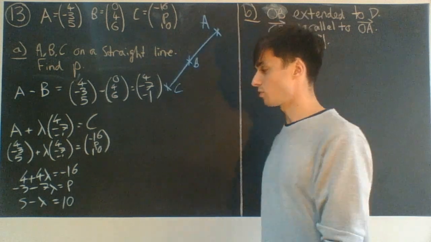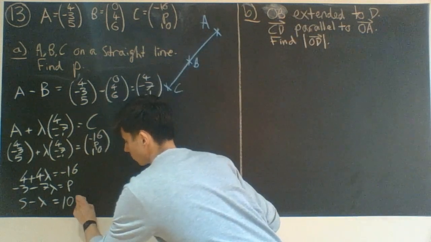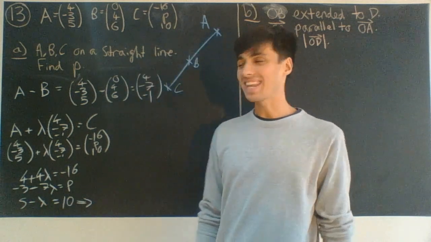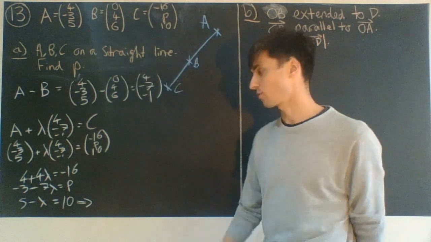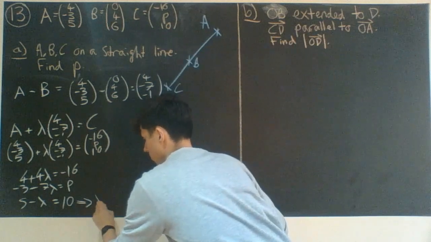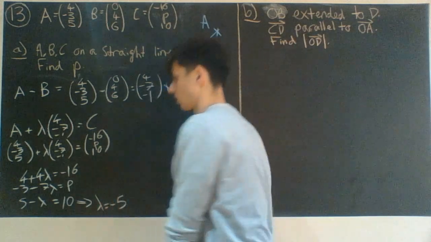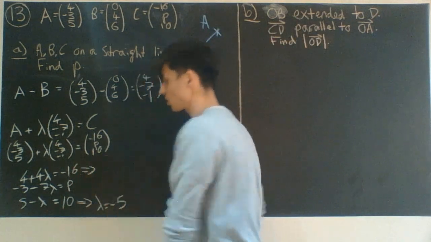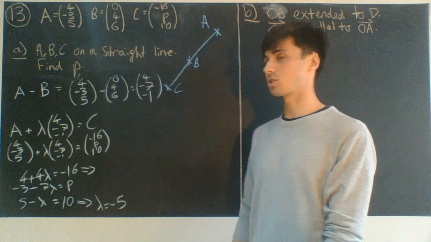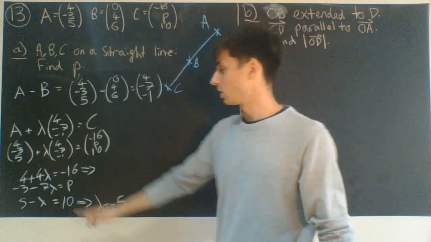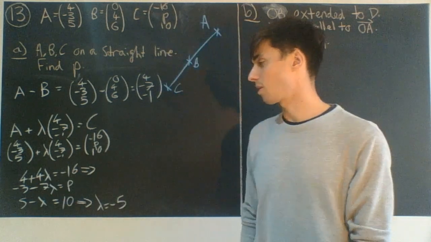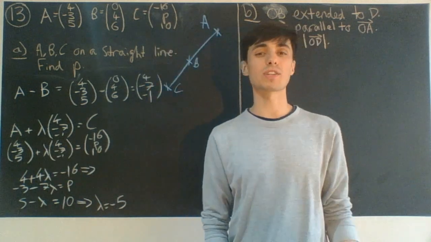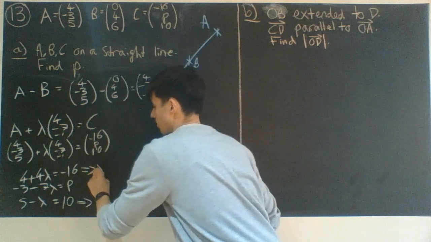So trying to solve a couple of these then. If 5 minus lambda is 10, lambda has to be -5. Let's check if that's consistent with something we get from another coordinate. We don't have to do this, but it's good to check we've not made a mistake. If 4 plus 4 lambda is -16, we take this 4 over to the other side. 4 lambda is -20, so lambda again is -5.